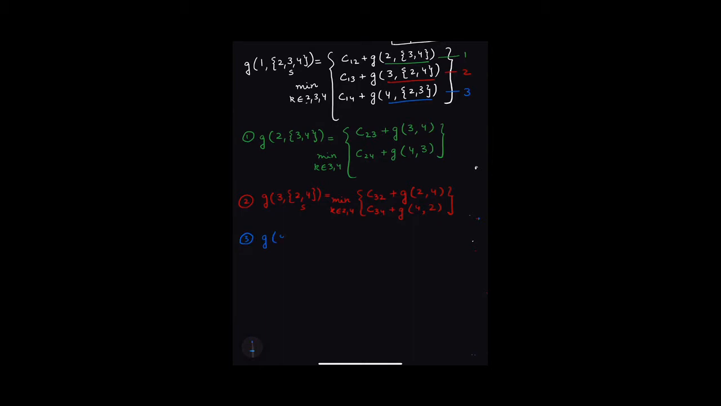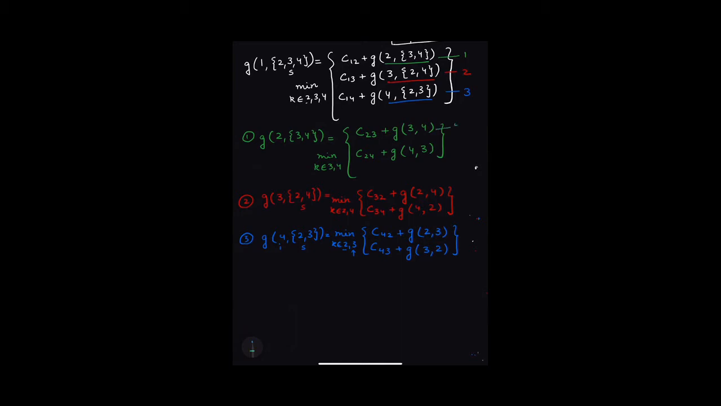We have G of 4, 2, 3, which will be equal to the minimum where k belongs to 2, 3. So this will be C of i, where i is 4 over here, and S is 2 and 3. First we will consider k as 2. So this is C of 4, 2 plus g of 2, and we are subtracting 2 from the state space, so we will get 3 over here. Again, we will have C of 4, 3 since we have taken k as 3 this time. So this becomes G of 3, and if we subtract 3 from S, we will get 2. So this is the set of equations that we get after solving the first, second and third equations.